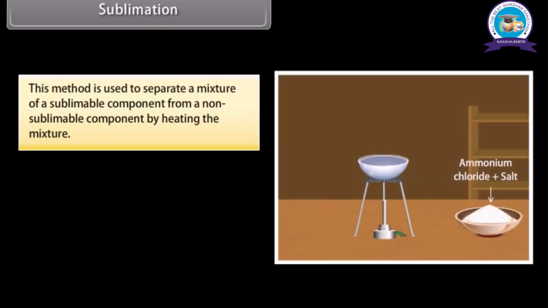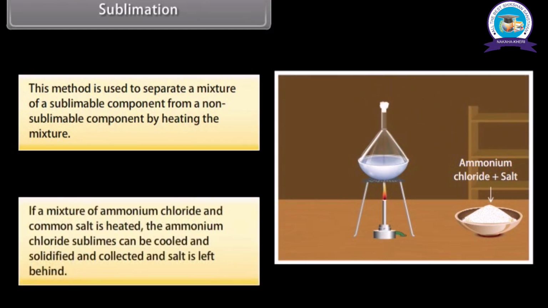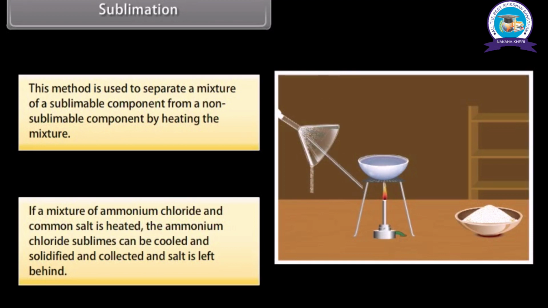Sublimation. This method is used to separate a mixture of a sublimable component from a non-sublimable component by heating the mixture. If a mixture of ammonium chloride and common salt is heated, the ammonium chloride sublimes, can be cooled, solidified and collected, and salt is left behind.